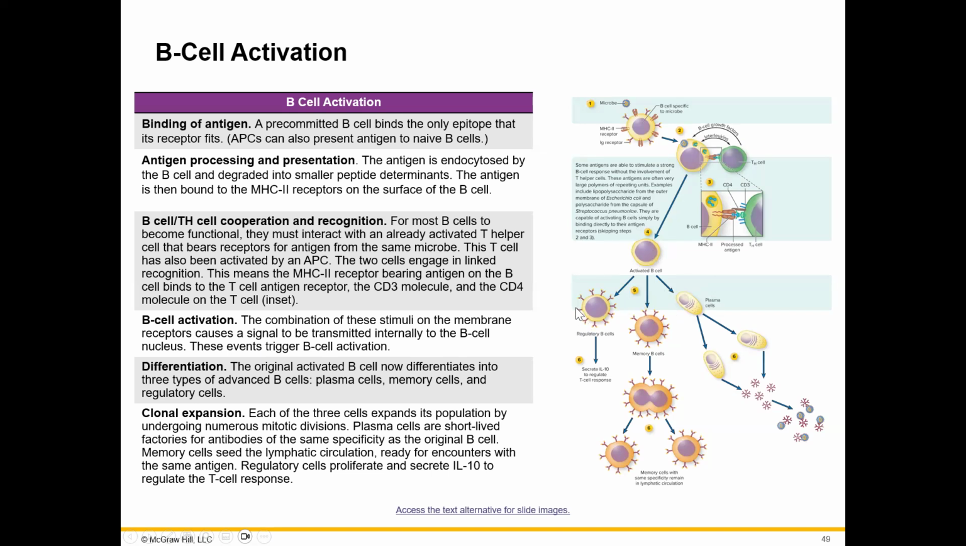The clonal expansion is the last step where you're looking at each of these 3 different kinds of cells expanding its population by undergoing mitotic division multiple times. Plasma cells are short-lived. These are the factories that produce the antibodies. They have the same specificity as this original B cell. Memory cells, these are going to be seeding the lymphatic circulation. They will be staying for a long time and ready for encounters with the same antigen. Regulatory cells will be proliferating and then secreting interleukin-10 to regulate the T cell response.